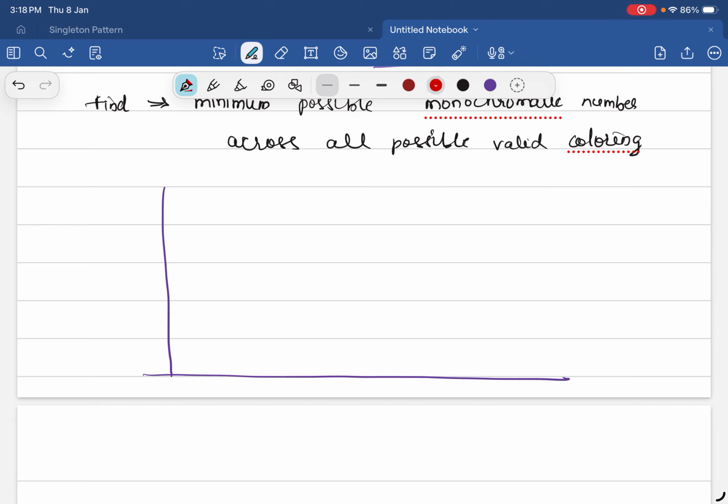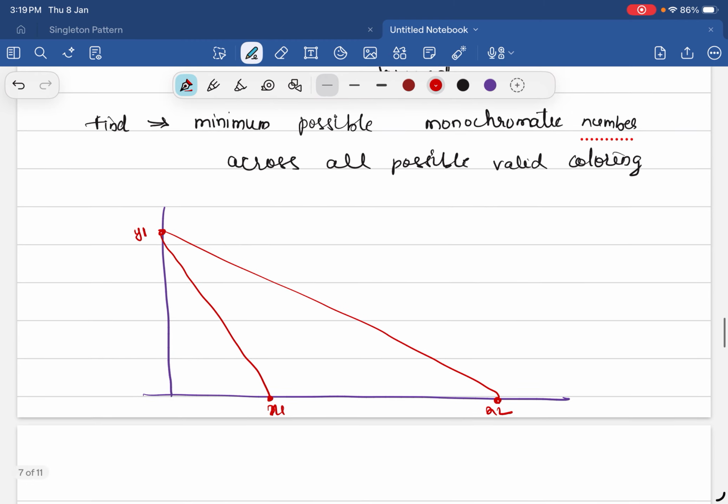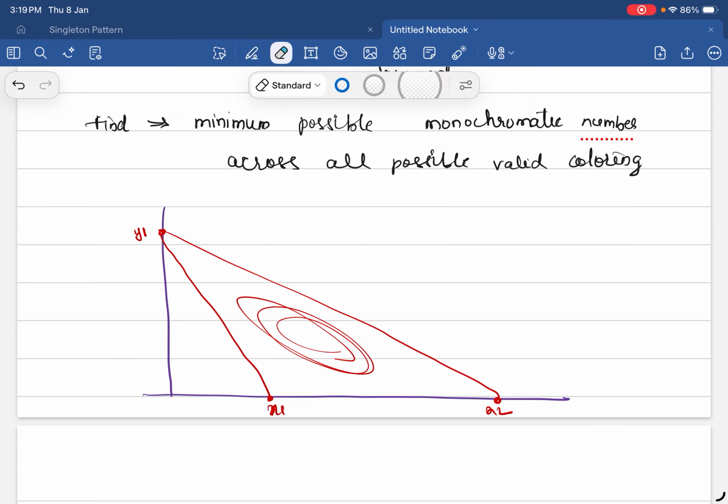That is, let's say I am selecting 2 points from the x-axis, and these are, let's say, x1 and x2. And if I want to form a valid triangle, then the third point needs to be selected from the y-axis. So I will select it from the y-axis, let's say y1. Now the 3 points that I have selected here should be of the same color. Now the area formed will be this triangle that is formed with x1, x2 and y1. Now a monochromatic number is nothing but the maximum area that will be formed with these 3 points.